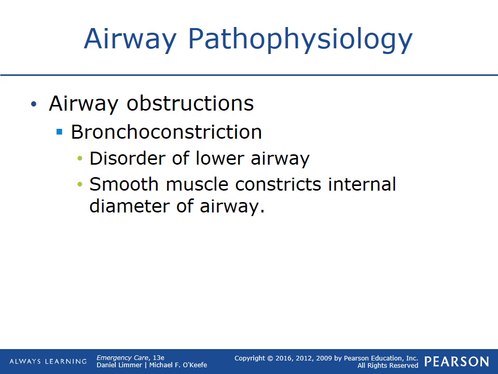Other airway obstructions could be the bronchioles constricting. The bronchioles, those lower airways, are maybe swelling or constricting. And it can happen from a disorder of the lower airway, such as asthma or emphysema. But the smooth muscle constricts the internal diameter of the airway, and now the oxygen can't get into the alveoli, and what air gets in there might actually end up trapped in there and can't come back out.